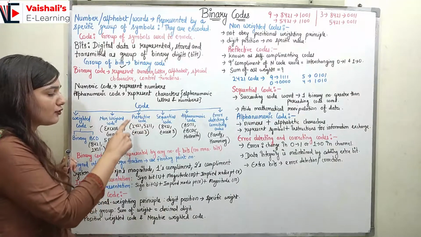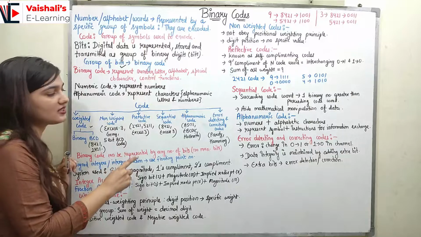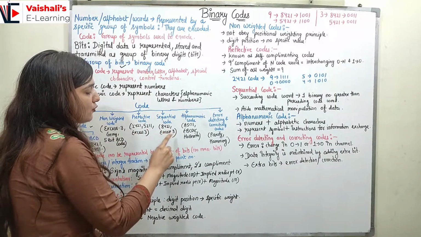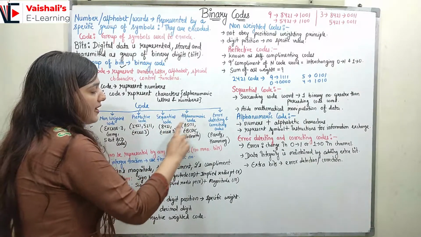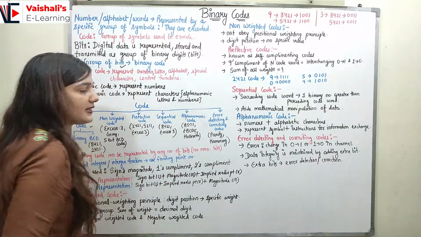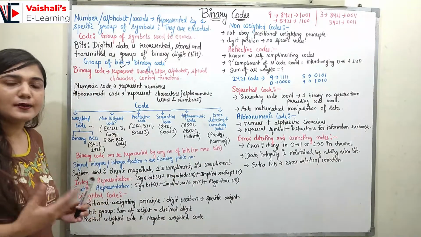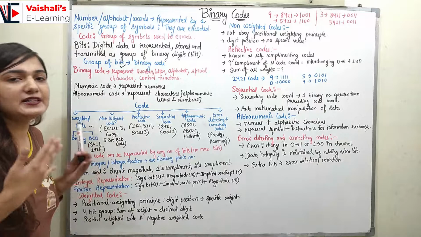Coming to the reflective code is 2421, 5211 and the Excess-3 code. Sequential code is 8421 and the Excess-3 code. Alphanumeric code is the ASCII code, EBCDIC code and the Hollerith code. Error detecting and correcting codes are the parity code and the Hamming code. So these are the various types and examples of the code.